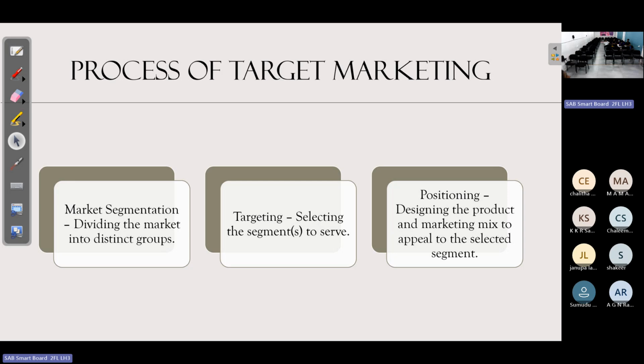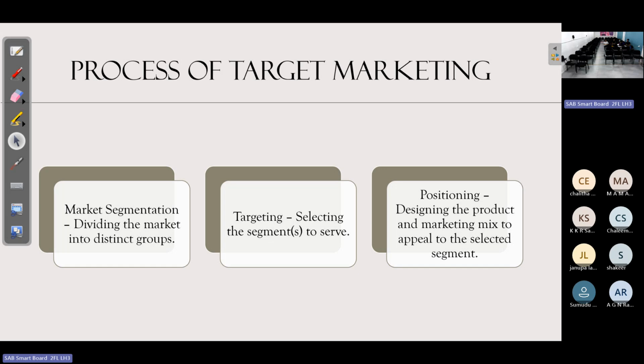Then targeting means, once we categorize into those different segments, we are not going to serve them all. We select a few segments to serve based on our product type and whether those segments are profitable or not. So first we categorize the entire market into different categories. Then we select a few among them, based on our product type, company resources, and profitability. That's what we call targeting. Okay?